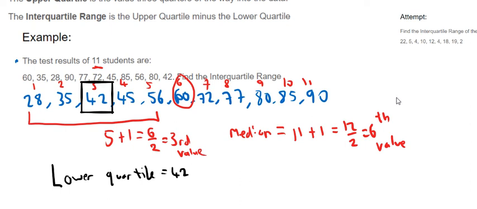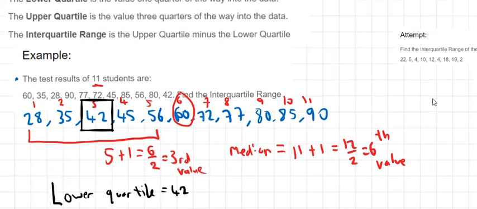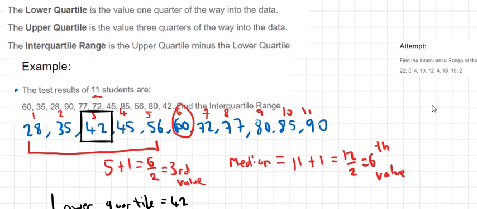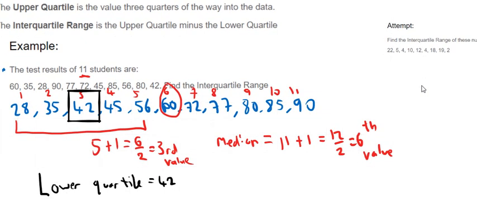Then I'm going to do the same to find the upper quartile. So the upper quartile, it says up here, is the value 3/4 of the way into the data. So I want to find the value that's 3/4 in there. Again, there's 5 values there altogether. Because there's 5 values, 5 plus 1 is 6 again, divided by 2 is the third value in. So the third value in has to be this one here. So it's going to be 80.